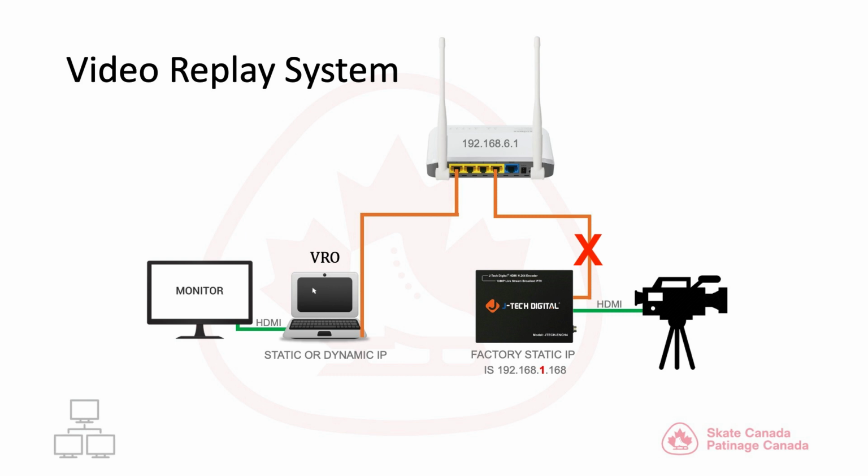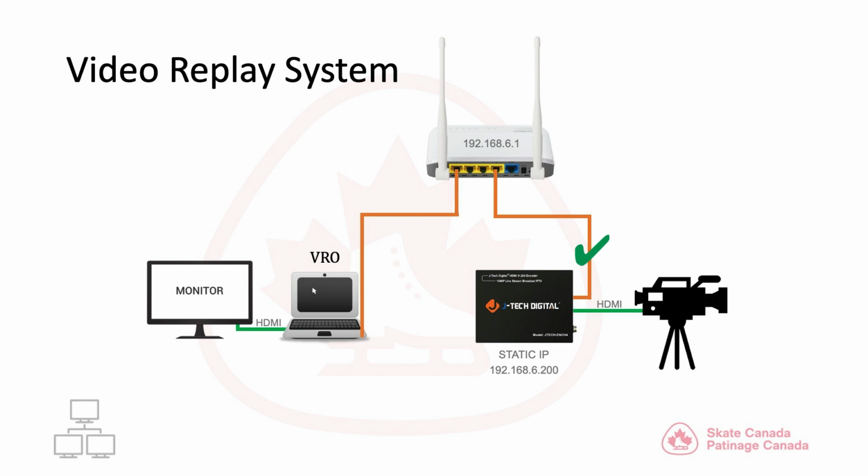In the case of the JTEX boxes that are used by Skate Ontario, they're all configured to use the static IP address of 192.168.6.200. And the routers that are used for the competition scoring systems are all configured to use the 192.168.6 subnet. Therefore, these devices can be connected together without having to modify any settings.